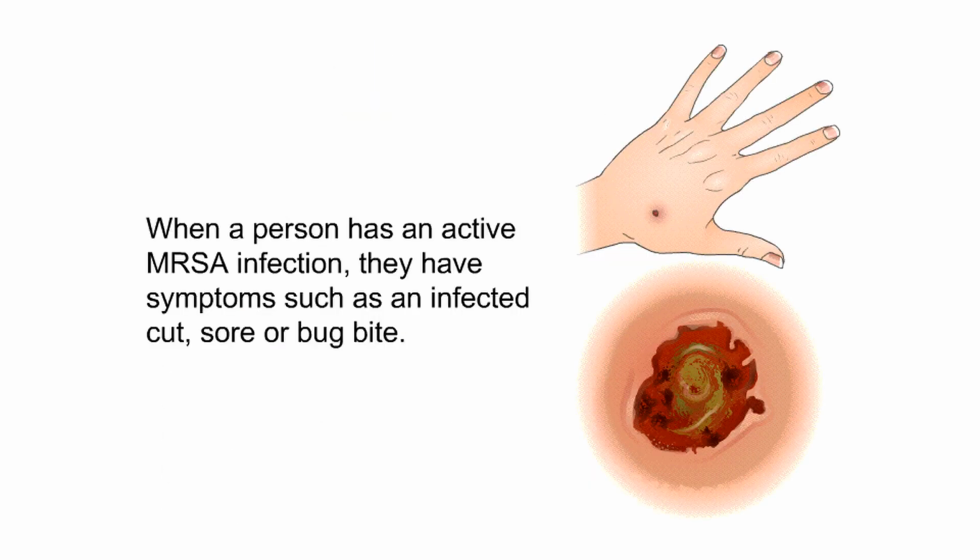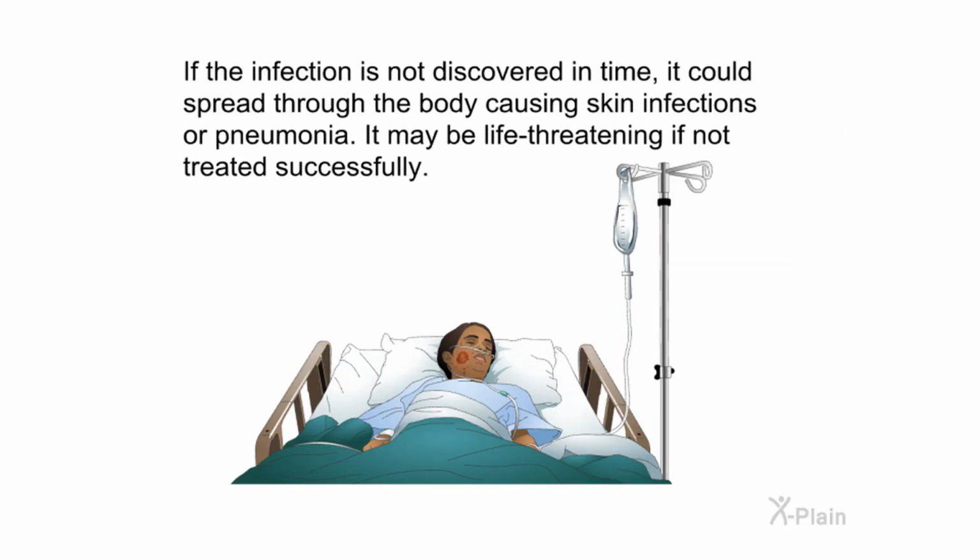When a person has an active MRSA infection, they have symptoms such as an infected cut, sore, or bug bite. If the infection is not discovered in time, it could spread through the body, causing skin infections or pneumonia. It may be life-threatening if not treated successfully.